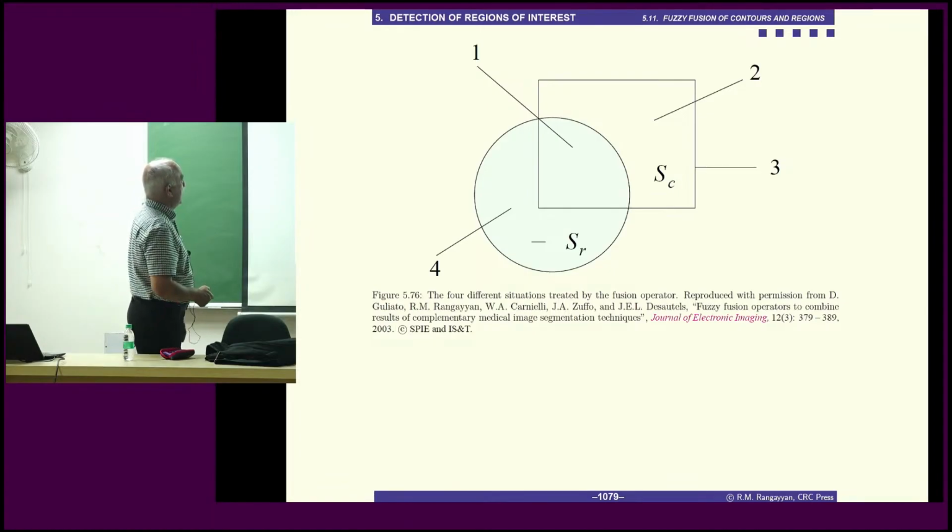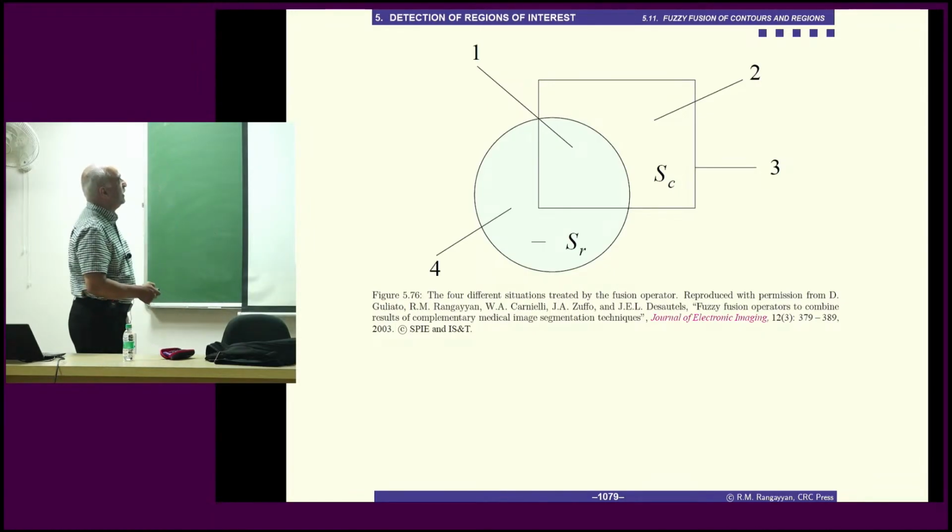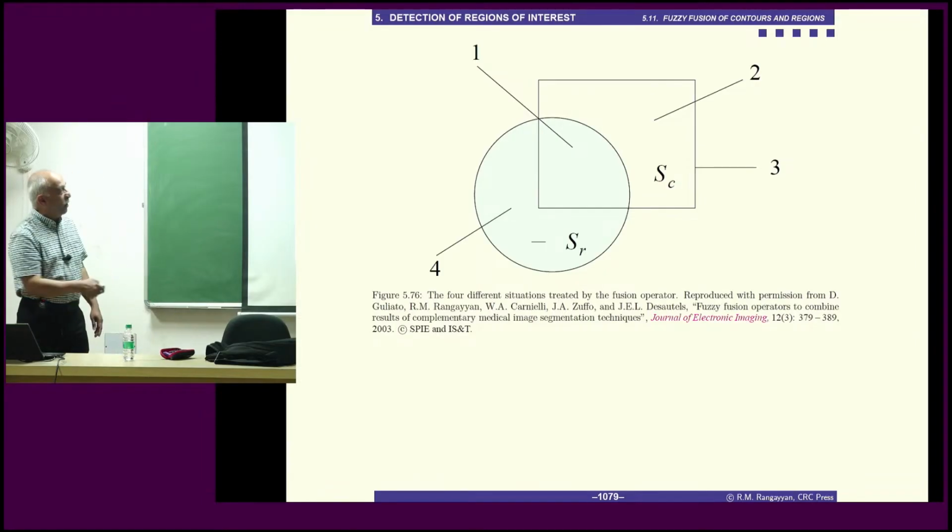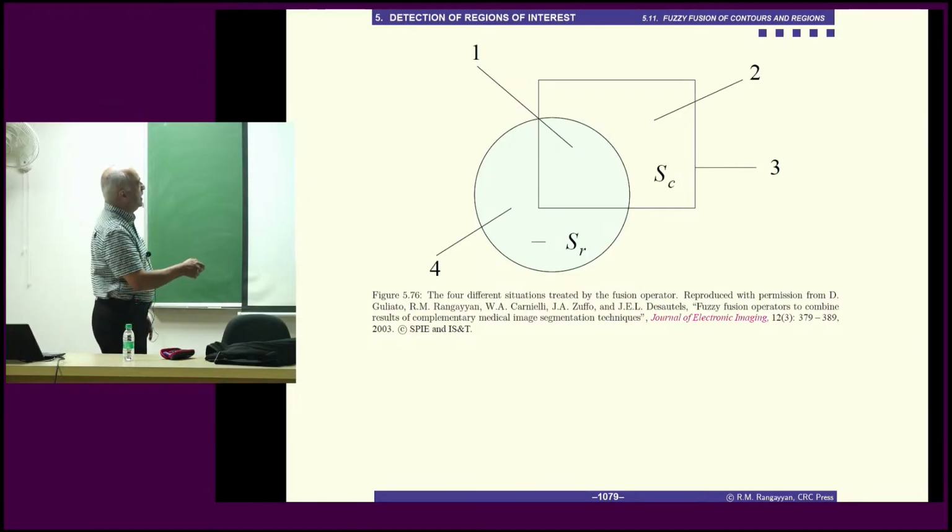So there are 4 situations here. The points on the contour, points inside the contour, points inside the region, and points of the region inside the contour. That is obtained by contour detection, and this is by region growing. So all pixels in this region are members, and only pixels on the boundary are members.